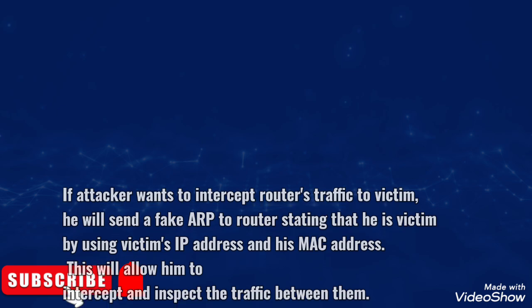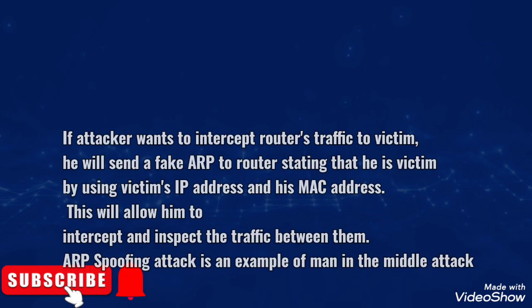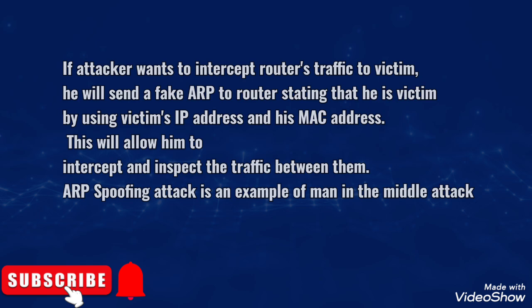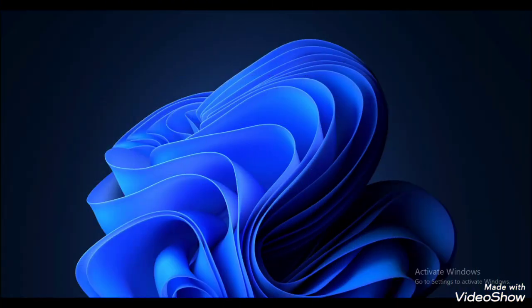If the attacker wants to intercept the router's traffic to the victim, he will send a fake ARP to the router stating that he is the victim, by using the victim's IP address and his MAC address. This will allow him to intercept and inspect the traffic between them. ARP spoofing attack is an example of a man-in-the-middle attack. Let's move on to the practical.